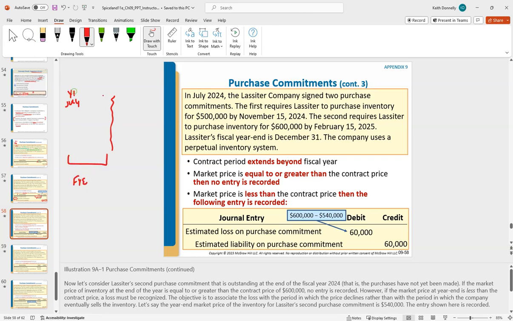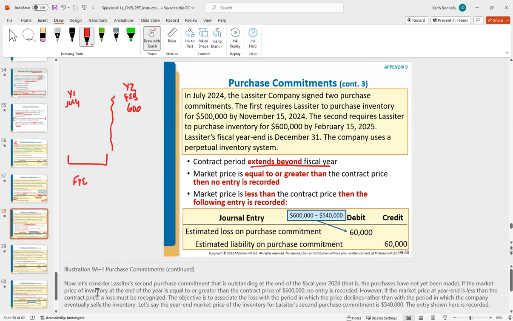So this is year one. And the second commitment is in February of year two, right? Well, what we do here is when the contract period extends beyond the fiscal year end, we said over here, we agree that we're going to pay 600 bucks for this thing. What we essentially do, so it says, let's consider the second one.